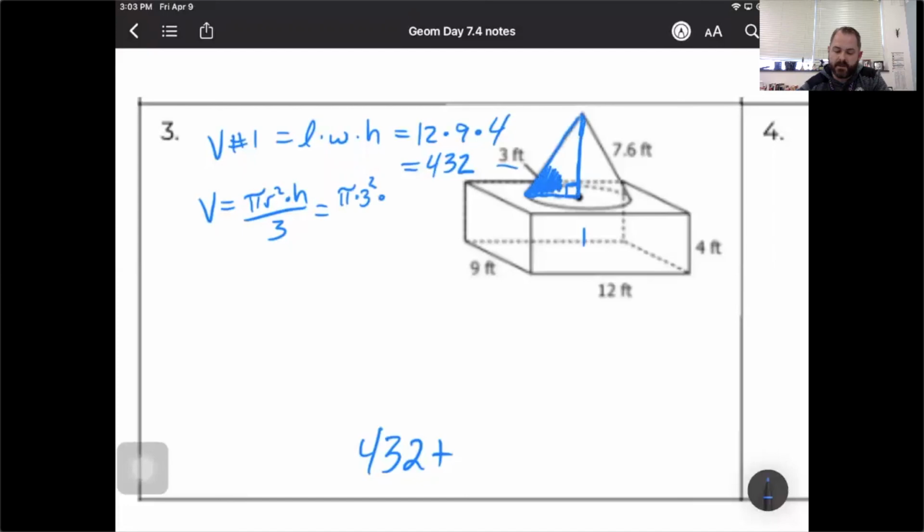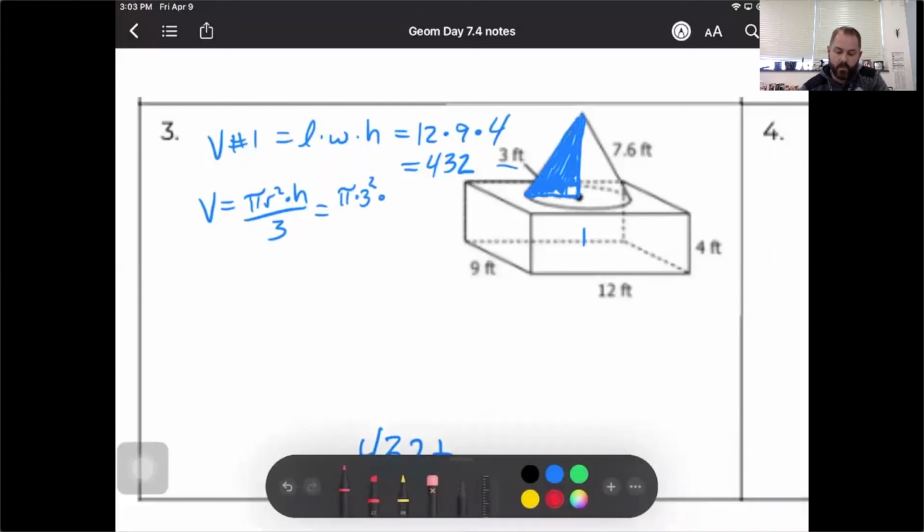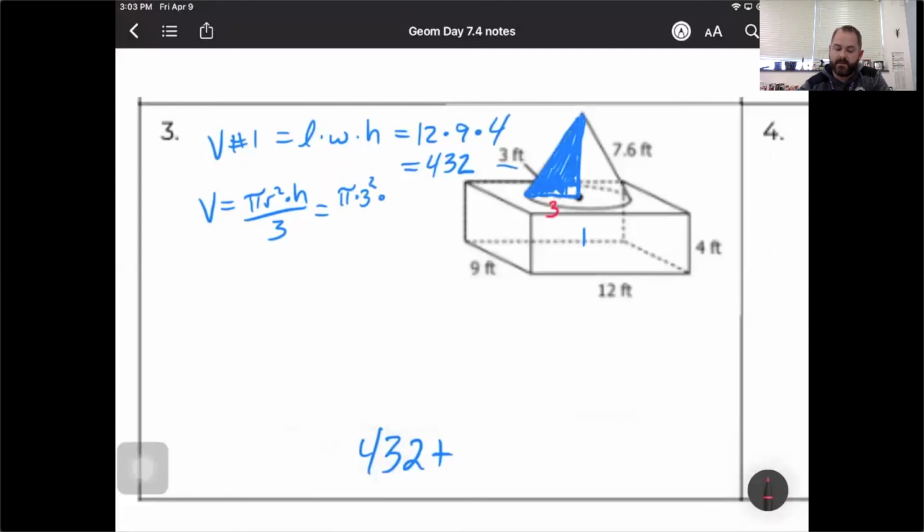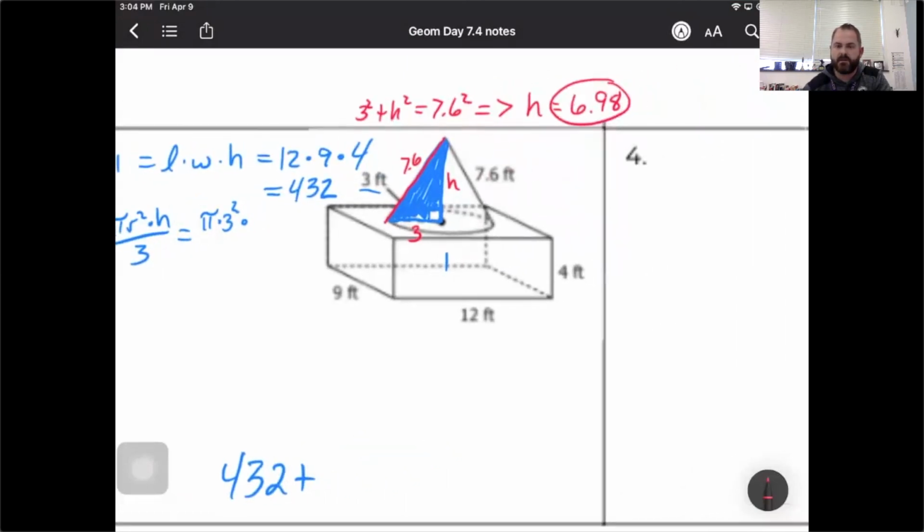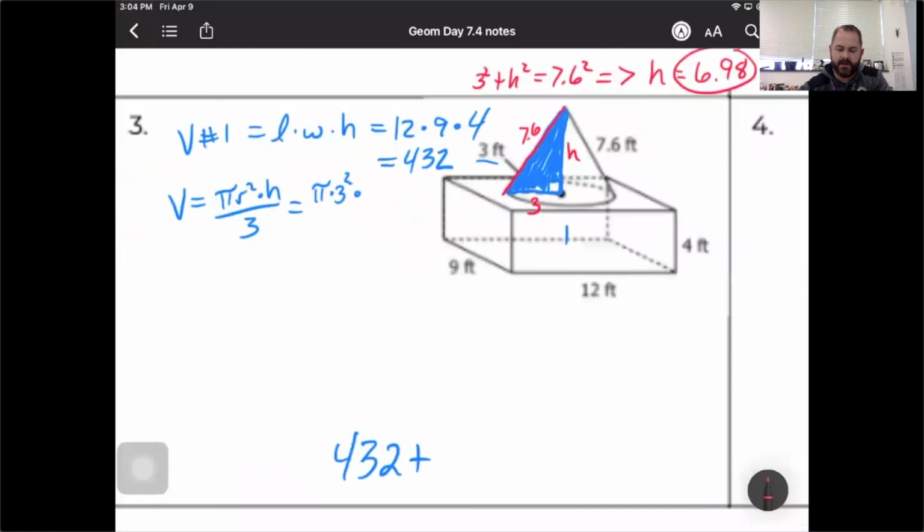Okay, we're going to use this right triangle where one leg of the right triangle is the radius 3. The other leg is the h that I'm looking for, and the hypotenuse here is 7.6, the slant height. Okay, so we're going to do Pythagorean theorem. We're going to do 3 squared plus h squared equals 7.6 squared. Okay, so we're going to do that calculation real quick. When we do that, we get a height equal to 6.98. Okay, that's what your height should be. 6.98 for the height of that cone right there.